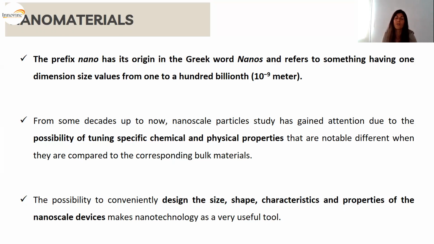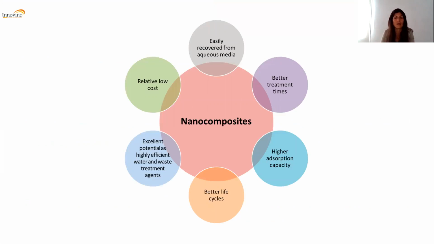So to fix these disadvantages, we can generate nanocomposites. When we generate a nanocomposite, we confine certain materials that are active for the specific topic that we are looking for, and we put them into a matrix, for example, a polymeric matrix. In this case, we have easily recoverable materials, and they usually offer better treatment times, higher absorption capacity, and better life cycles because they can be easily removed and reused.